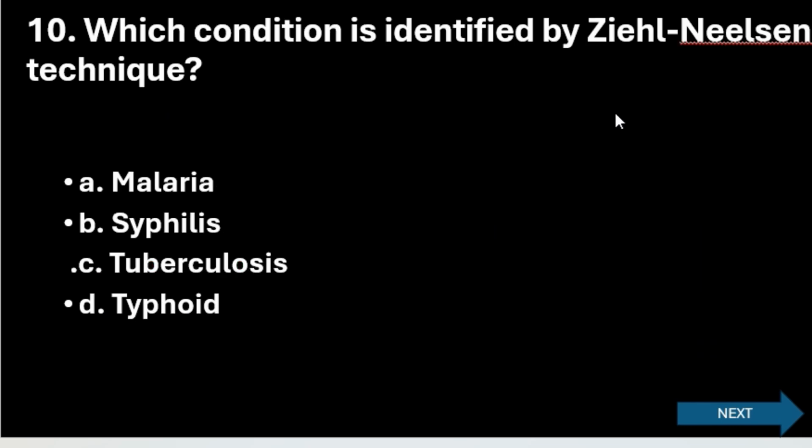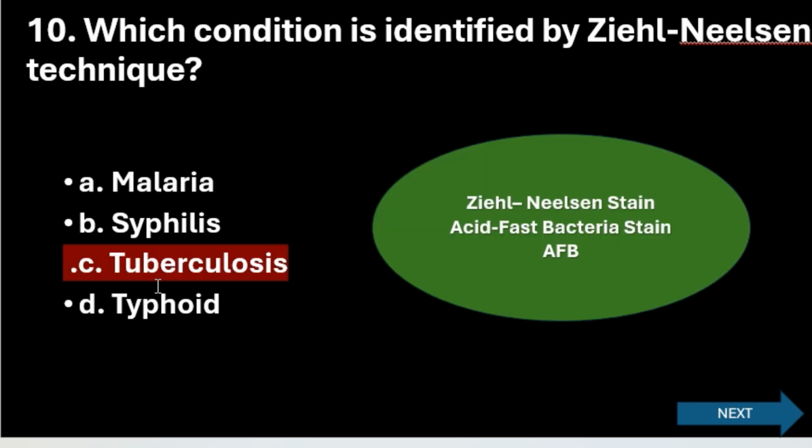Which condition is identified by Ziehl-Neelsen technique? Malaria, syphilis, tuberculosis and typhoid. Here the answer is tuberculosis. You should know the other name for Ziehl-Neelsen stain, that is acid-fast bacteria stain or AFB. When you know this term, this is more familiar for the people who are already working in the hospital. So the answer is tuberculosis.